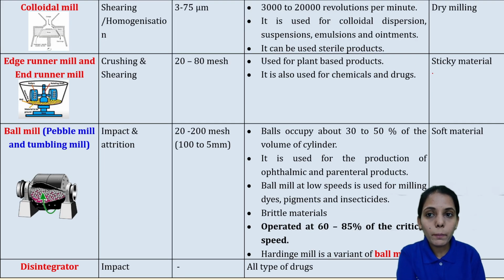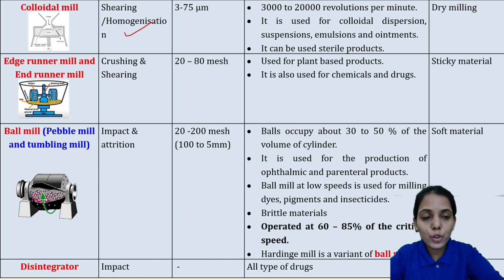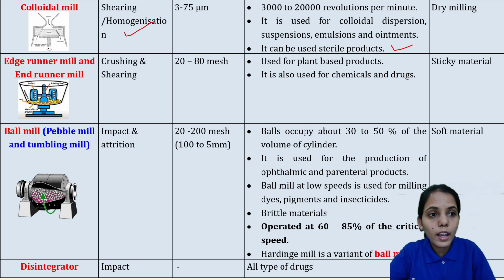Next is colloidal mill. Shearing and homogenization is the principle. 3 to 75 micron particle size, 3000 to 20,000 revolutions per minute. It is used for colloidal dispersion, suspension, emulsion, ointments, and it can be used for sterile products. Which of the following mill is used for sterile products? And dry milling is not possible for it.